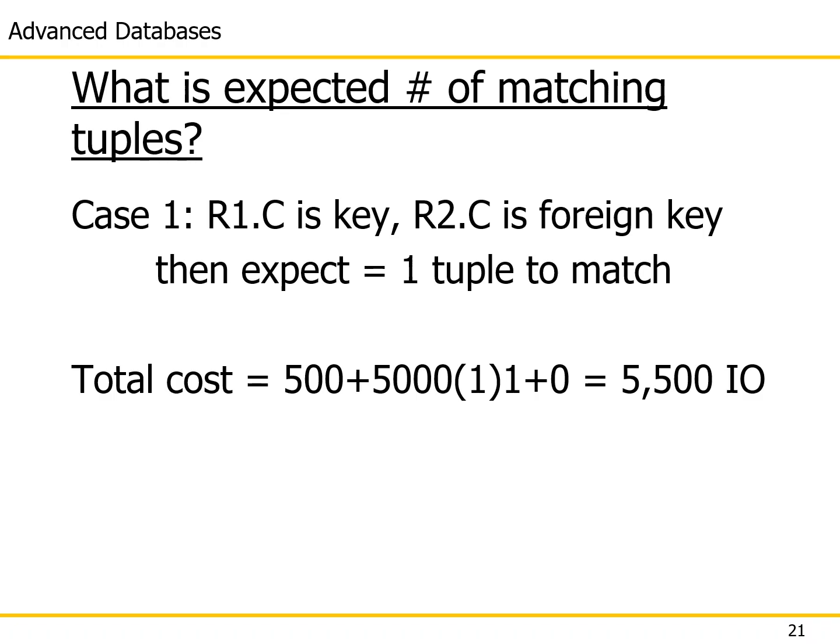So I will repeatedly ask the R1.C index 5,000 times, and every time I will find a match, and with every match I will go and read the page that has this row from disk, and that's why we have 5,000 here. Multiply by 1 because I will always find one match, and I will always read one page. And the 0 at the end is because the index is not costing me anything. So the total here, if the R1.C index fits in memory, is 5,500 IOs. That's the first case.